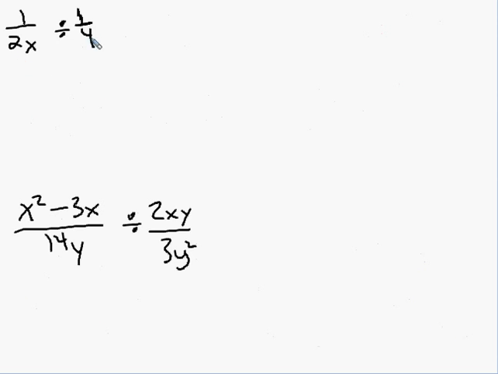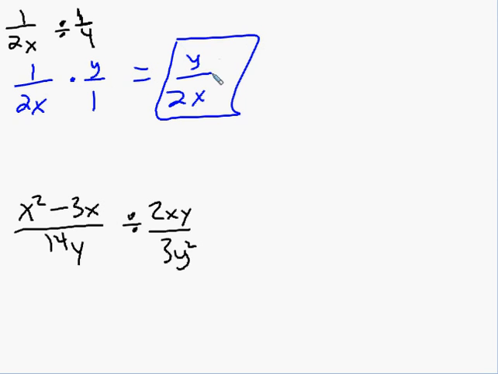Division, keep flip change. This is a y right here, so I have 2x times y over 1, top times top, bottom times bottom. Easy. And x cannot be 0. Alright, again, keep flip change.